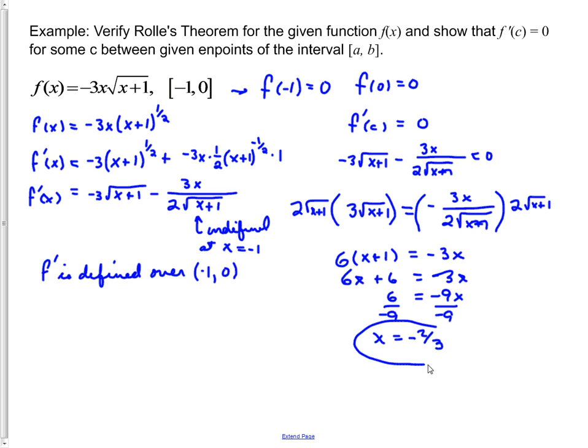Now, does that fit the bill? Well, certainly. Negative 2/3 is in the interval between negative 1 and 0. So c equals negative 2/3 is the kind of value where the function f of x would have a derivative equal to 0 on that interval. Again, we verify Rolle's theorem using this method.